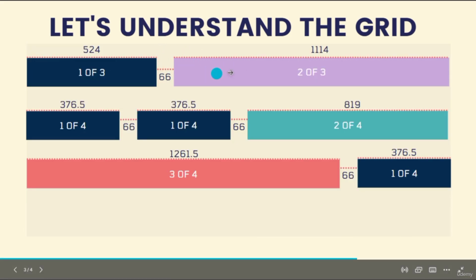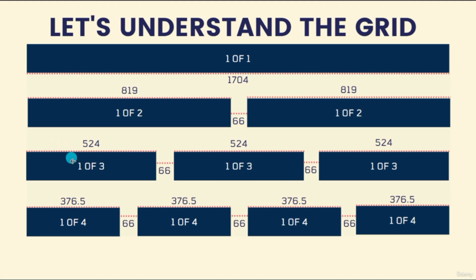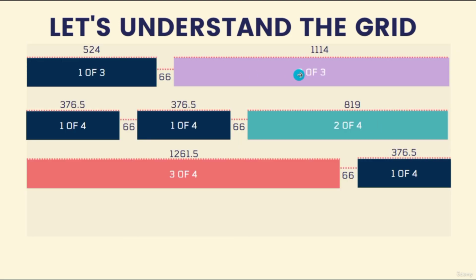Things get more interesting when we talk about 2 of 3, 2 of 4, 3 of 4, and so on. For example, here we have 2 of 3. The width of a 2 of 3 element, if you look with me, is simply equal to 2 pieces of 1 of 3 plus the gutter. So this is simply joining this one and the gutter. Then you have a 2 of 3 element.